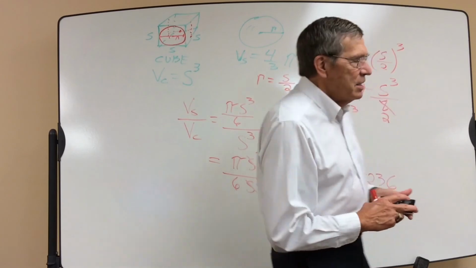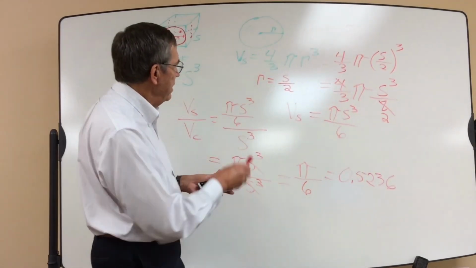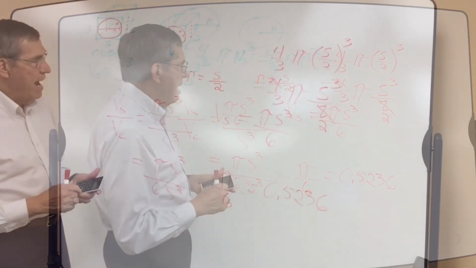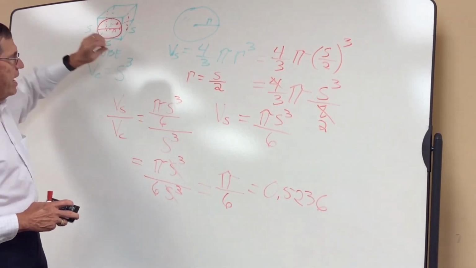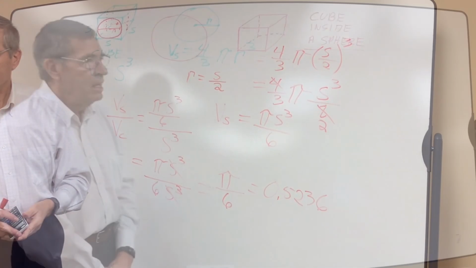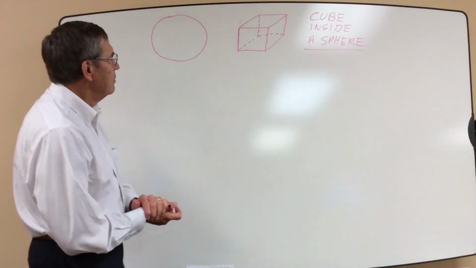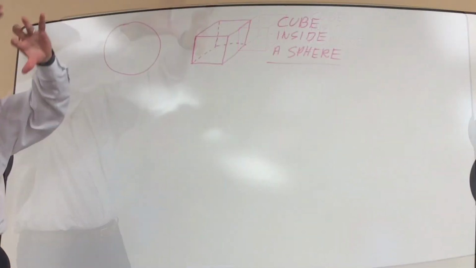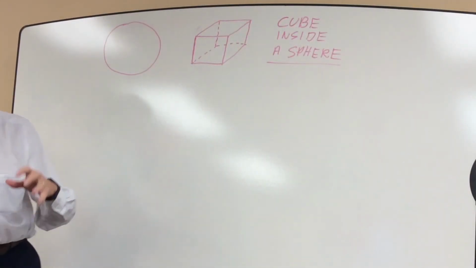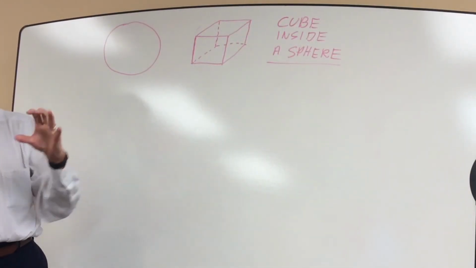Okay? So I'm going to stop here for a second and erase the board, and now we're going to come back and reverse the process. We're going to take a cube and put it inside a sphere. Okay, welcome back. We're now going to do the cube inside a sphere. So here we have a big balloon. We're going to take a cubic box. We're going to put it inside that balloon.